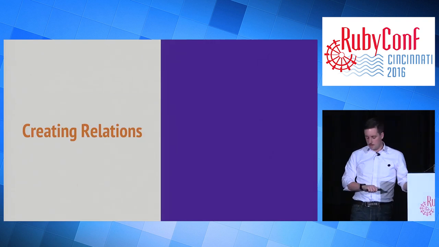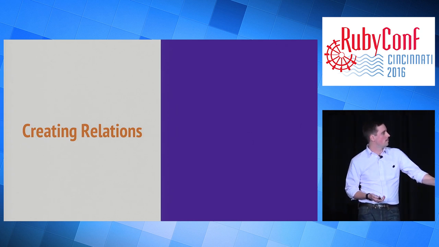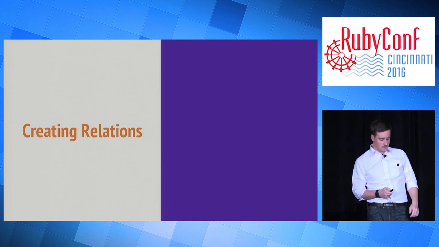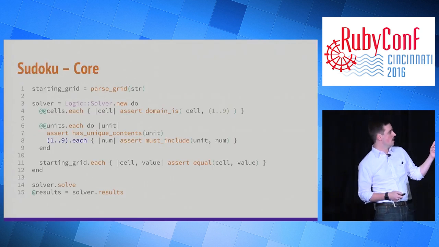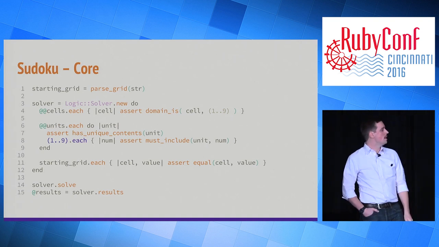So I want to dig a little bit into what's going on behind the scenes here. One of the great things about a good logic programming library is that it allows you to create your own relations. So we saw in these examples, we saw equal, for example. We saw has unique contents, this domain bit.